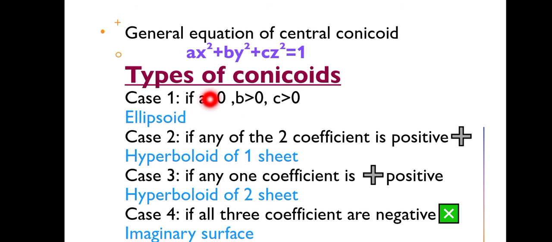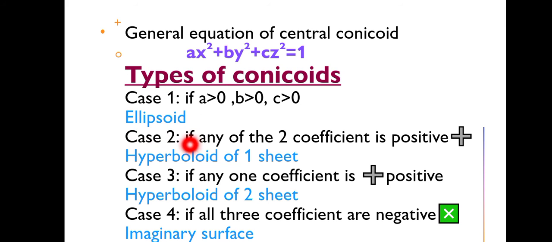Therefore, in case 1, if a is greater than 0, b is greater than 0 and c is greater than 0, that means all the coefficients of x square, y square and z square are positive. Then in that case, we observe the surface as an ellipsoid.